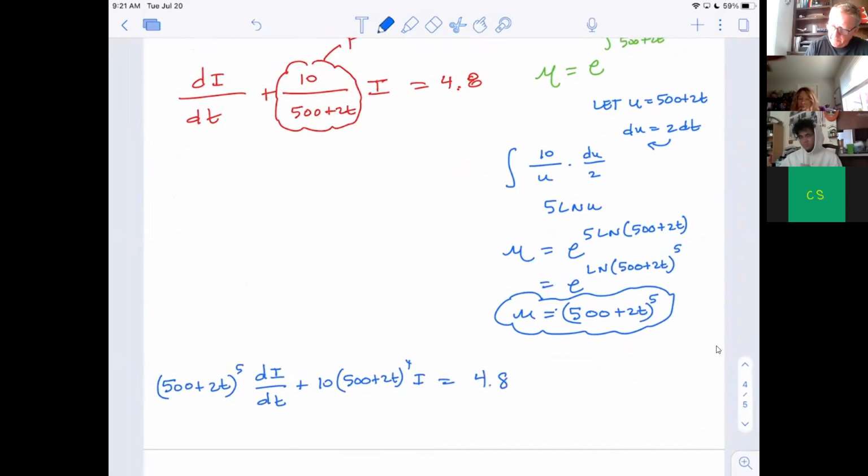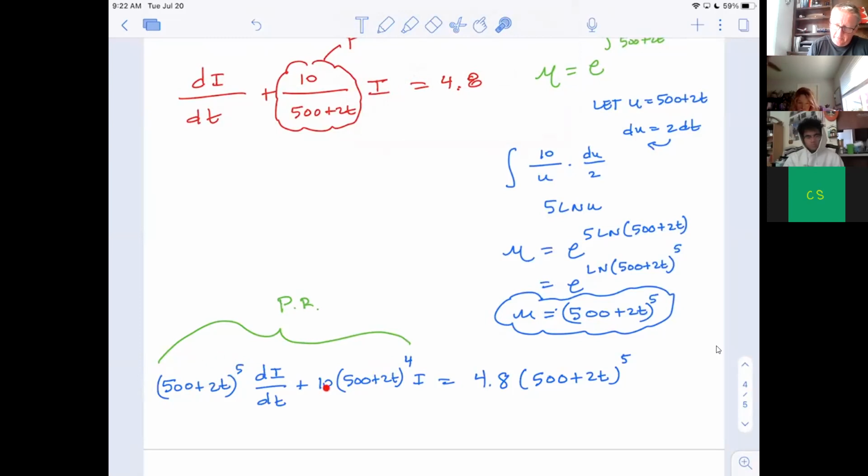And the 4.8 also gets multiplied by 500 plus 2t to the 5th. So the question is, does that really work? Is that really the power rule right there? And of course, the question is if I took the derivative of 500 plus 2t to the 5th, would I actually get this? So I think, okay, well, 5 comes down front, chain rule. The outer function is junk to the 5th. So the 5 comes down front.